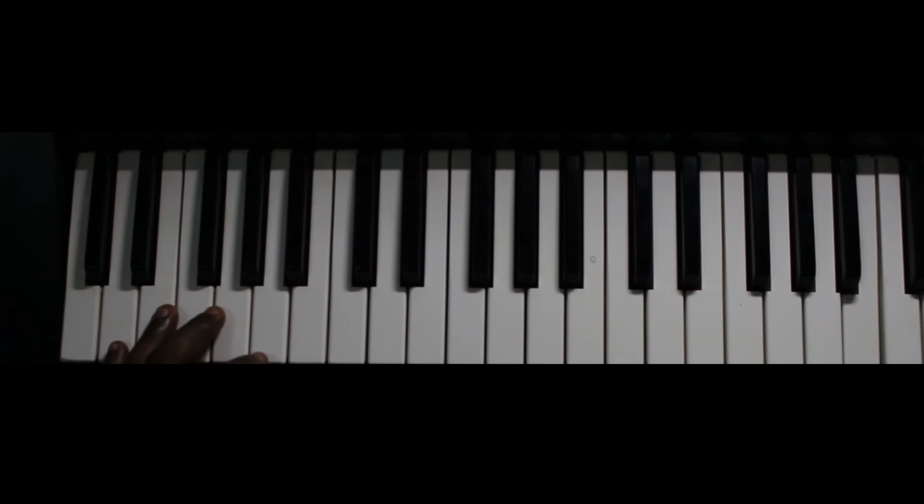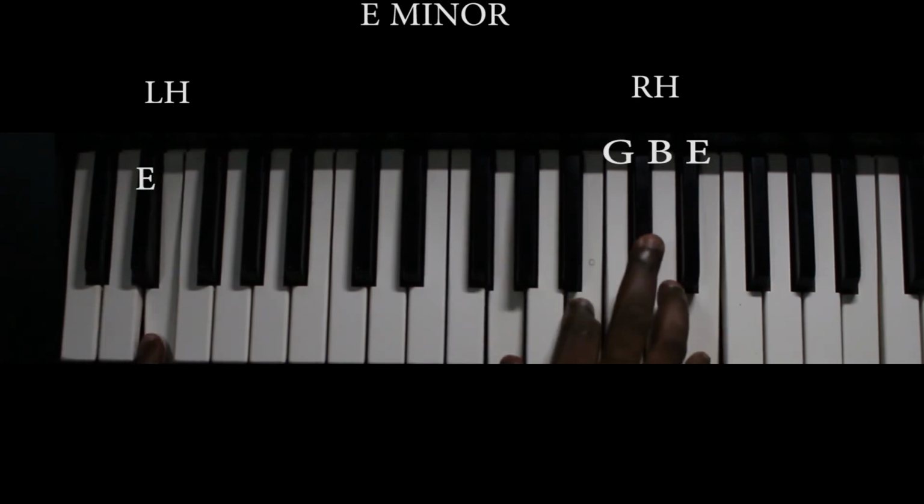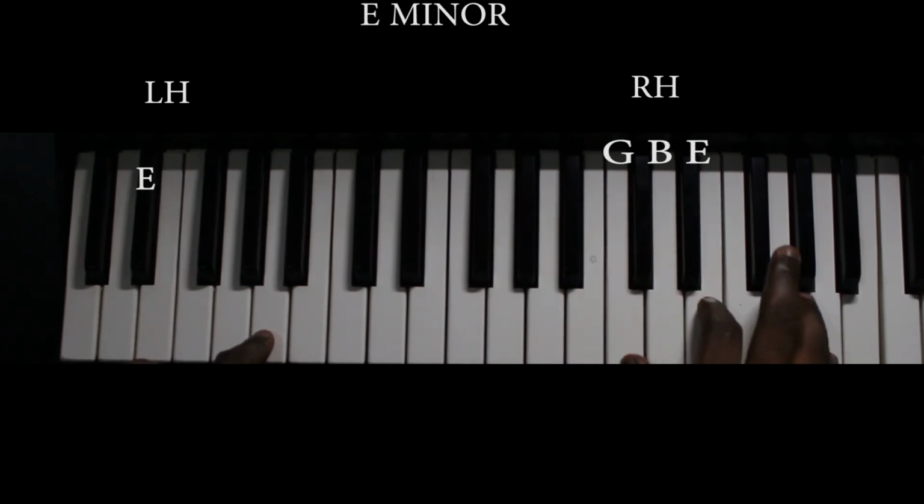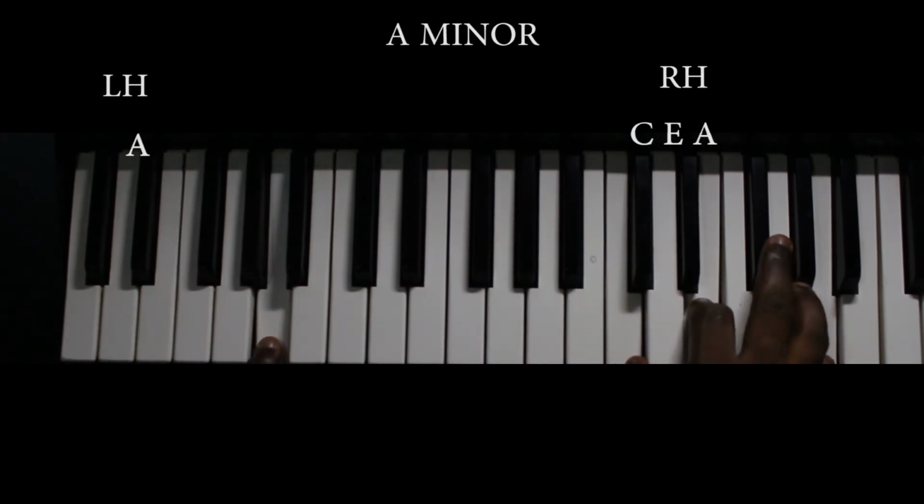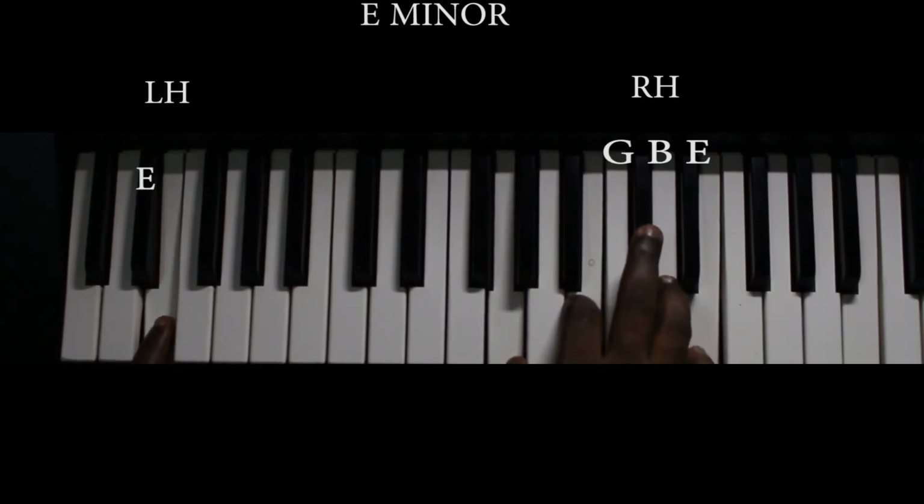So starting with the D minor, you press the D minor here, then you press its root, the D here, then you go to the E minor, then you press its root, then the A minor, then you press its root, back to the E minor.